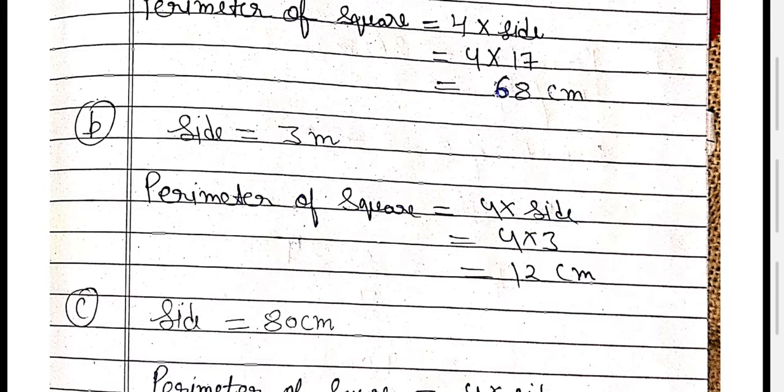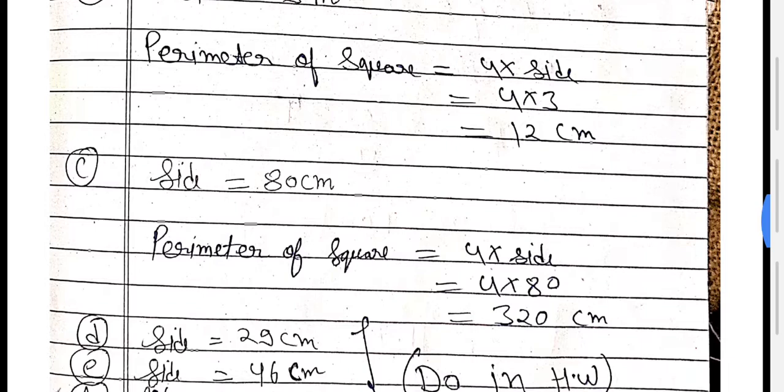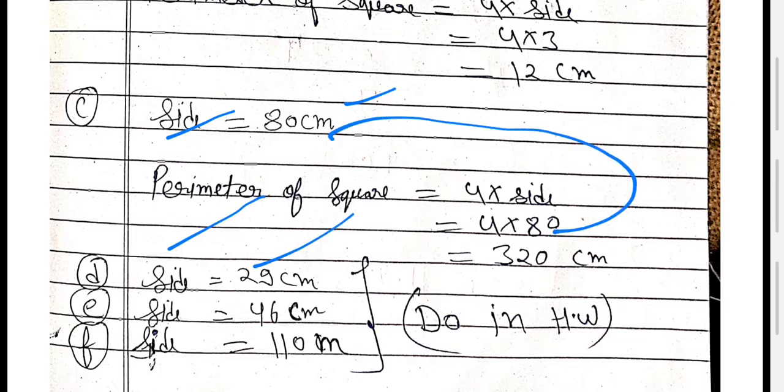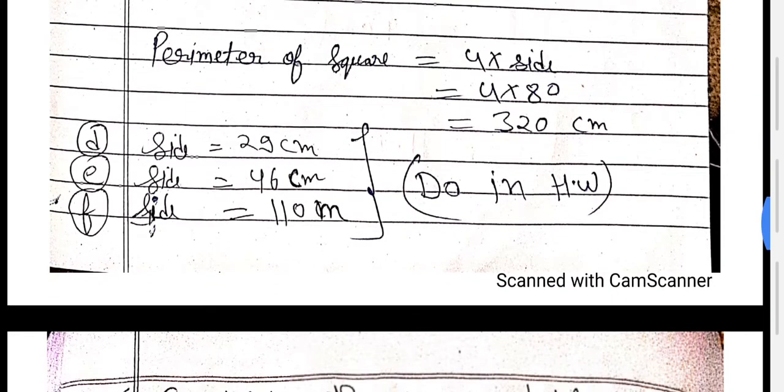Simply you put the value in the formula and calculate and you will get your answer. Very easy question. Come on, see, side is equal to 80 centimeter, so perimeter of square is 4 into side. The value is 80, just multiply and you get 320 centimeter. Similarly, D, E, F parts you have to do by yourself in homework.